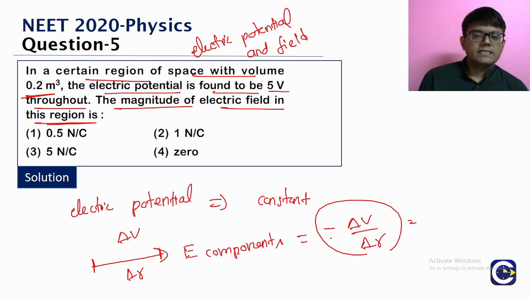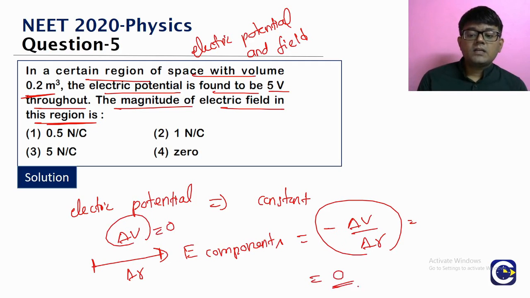Any direction you consider, you will not have delta V at all. Always delta V will be 0 only. Which means in any direction you consider, the electric field component is going to come as 0. So there will be no electric field in the entire region when the electric potential is constant.